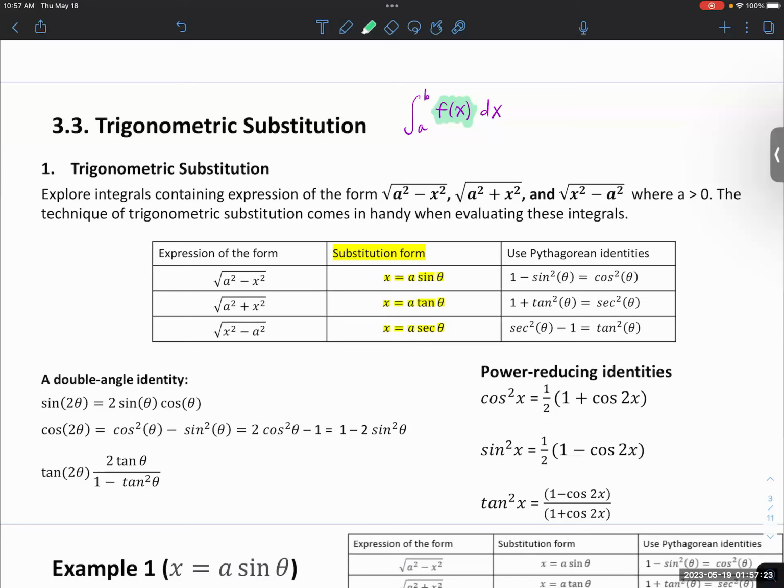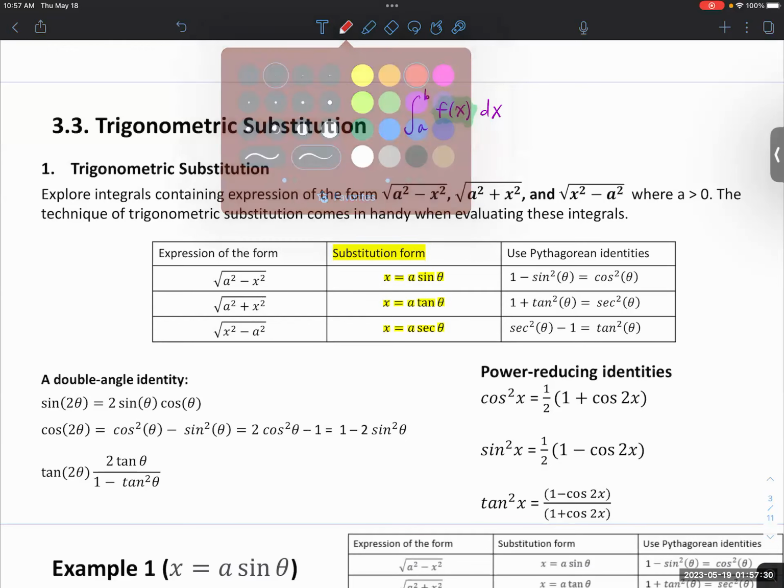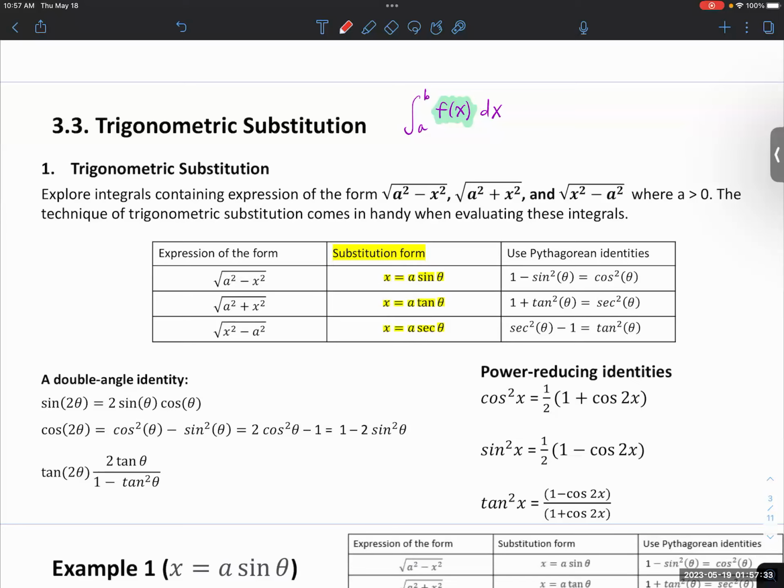Do you remember? So in 3.3, if your function f of x involves one of the forms such as radical a squared minus x squared, or radical a squared plus x squared, or one of the other forms, we're going to use trigonometric substitution techniques, okay? So we always need to see the structure of the function.